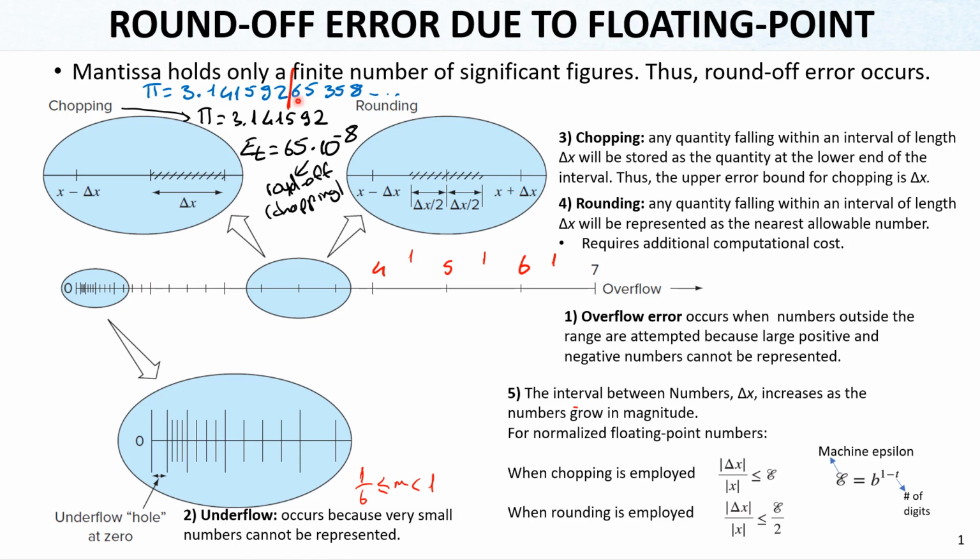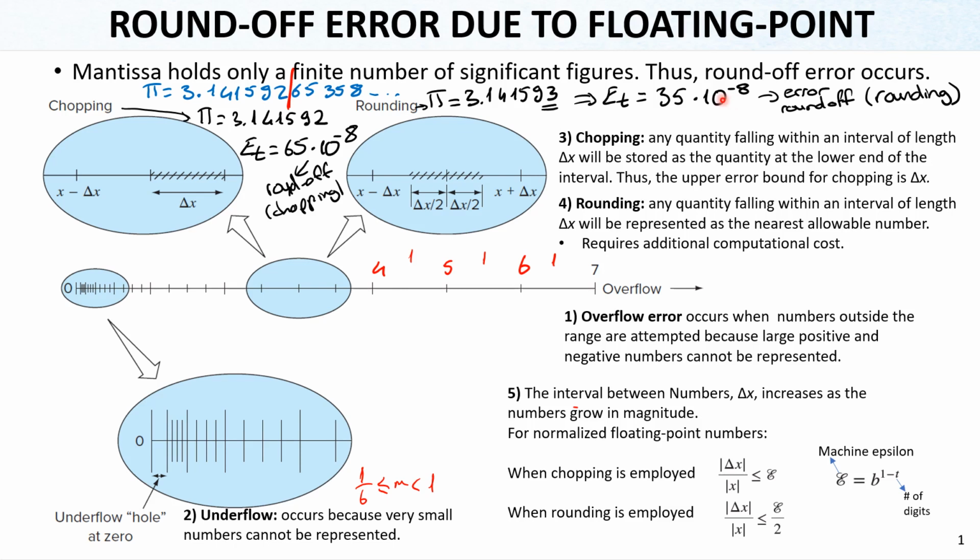But what we normally do in engineering is, let's say we see a number greater than 5 here, we increase this to the next value. So for this example, pi for rounding should be 3.14159 3. And with the 3 here, we will have a true rounding error of 35 times 10 to the power minus 8. You can see the true error reduced. This is the round-off error for rounding. And you can see that when we did rounding, we actually reduced the error. So this is advantageous for us.